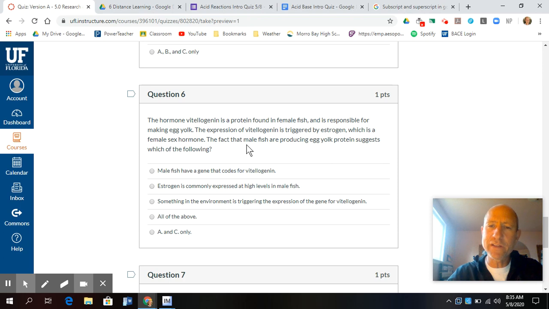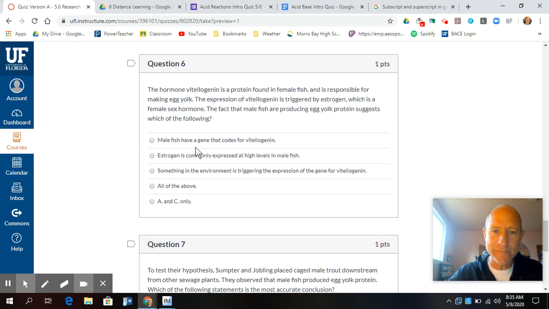The fact that male fish are producing egg yolk protein suggests which of the following? Male fish have a gene that codes for vitellogenin. Estrogen is commonly expressed in high levels in male fish. Something in the environment is triggering the expression of the gene for vitellogenin. This is certainly a correct answer. This one right here, estrogen is commonly expressed at high levels in male fish. They just told us that it's a female hormone. So no, that's not right.